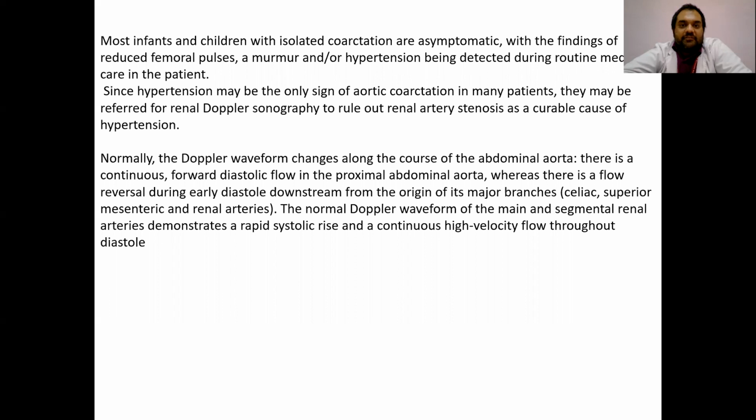Normally, the Doppler waveform changes along the course of the abdominal aorta. There is a continuous forward diastolic flow in the proximal abdominal aorta, whereas there is a flow reversal during early diastole downstream from the origin of its major branches, like the celiac, superior mesenteric, and renal arteries. The normal Doppler waveform of the main segmental renal arteries demonstrates a rapid systolic rise and a continuous high velocity flow throughout the diastole.